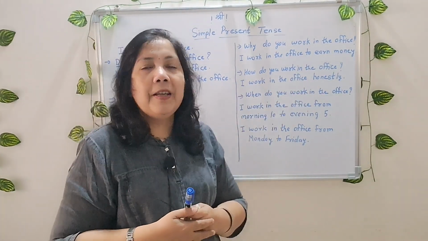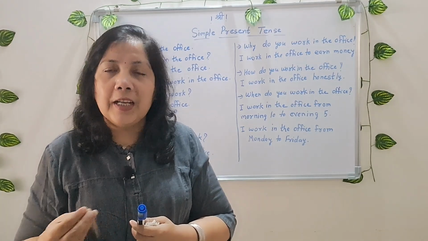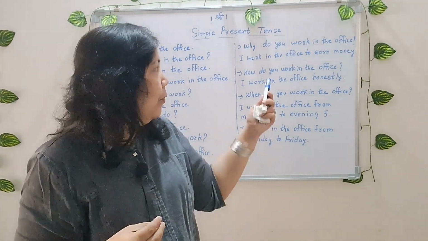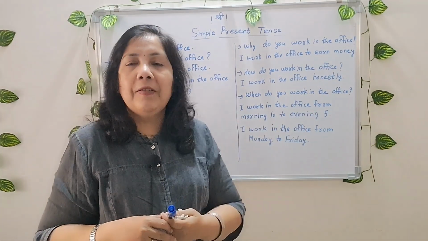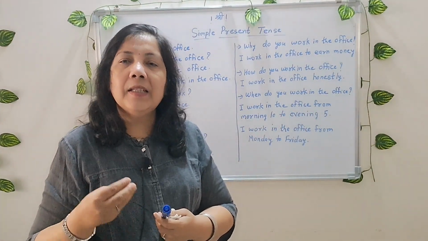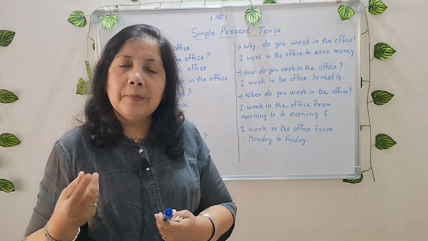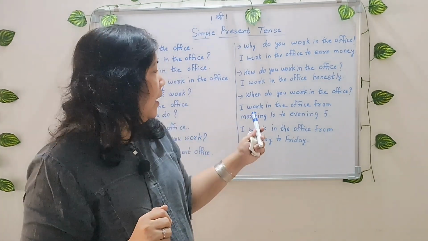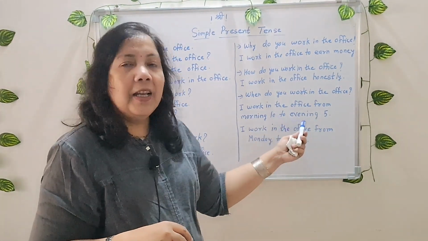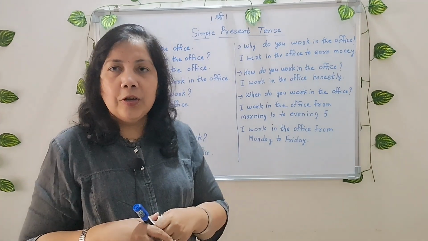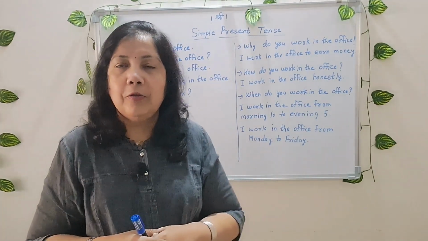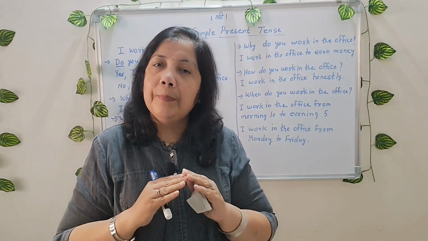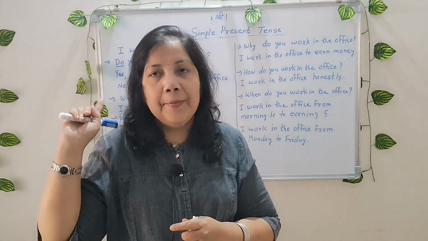How do you work in the office? I work in the office honestly. How? How means the manner is told. When do you work in the office? When means the days or the time is told. I work in the office from morning 10 to evening 5. Time is told. I work in the office from Monday to Friday. Days are told. In this way, you can form many questions on that same line.